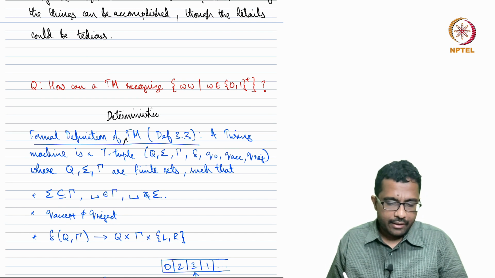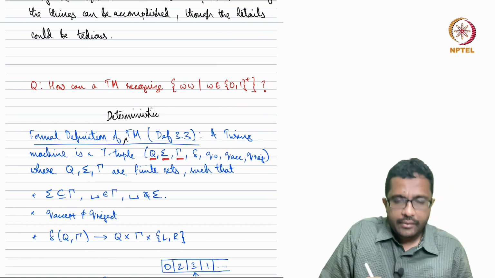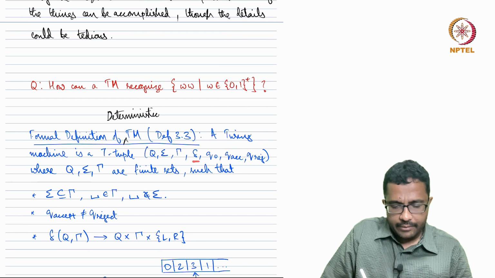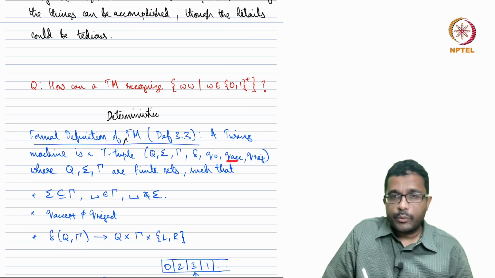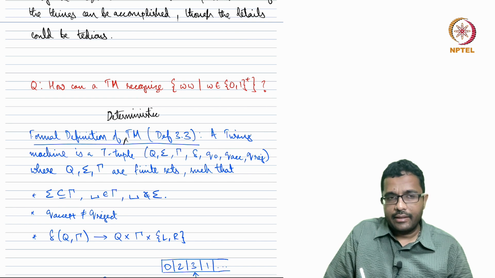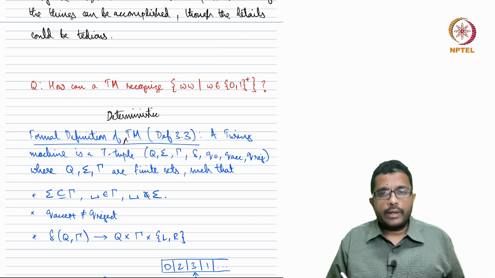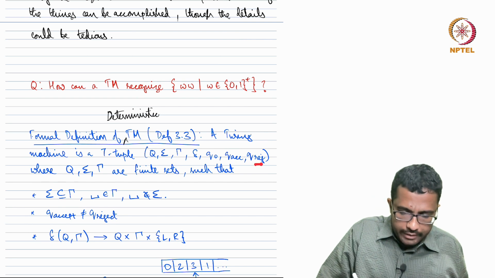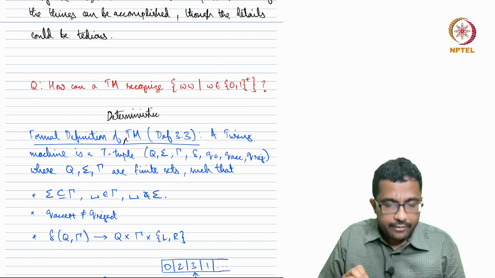Q, sigma, gamma, delta, Q0, Q accept, Q reject. Delta is the transition function. Q0 is the start state. Q accept is the single accepting state. Again, we don't have multiple accepting states. When we have to accept, we just move to the accepting state. Then Q reject is a single reject state. Q, sigma, gamma are finite sets.